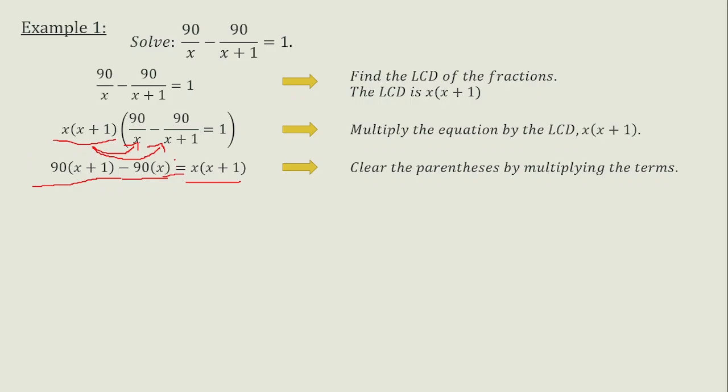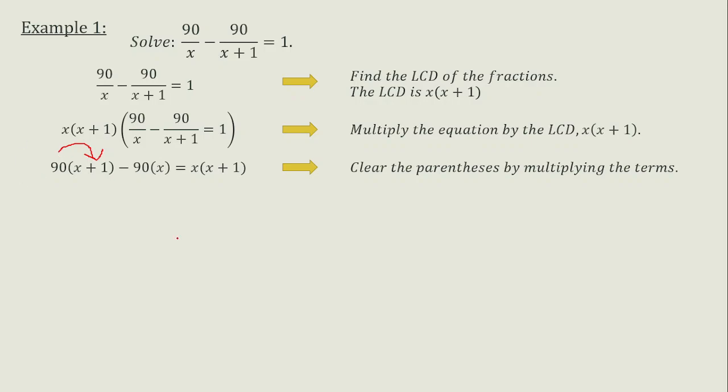Then after na-multiply yung LCD sa buong equation or na-distribute na natin siya equally, we are now going to clear the parentheses by multiplying the terms. So 90 times x plus 1. Gagamitin natin dito, class, yung distributive property of multiplication. 90 should be distributed equally to the terms inside the parentheses.